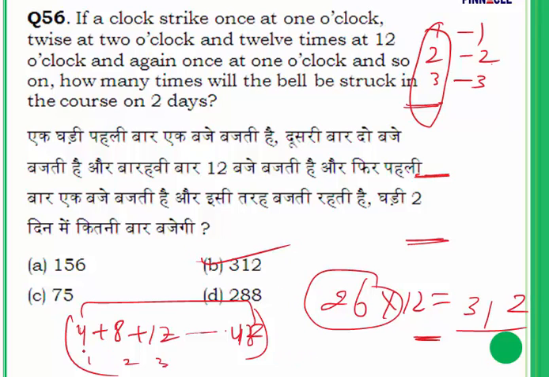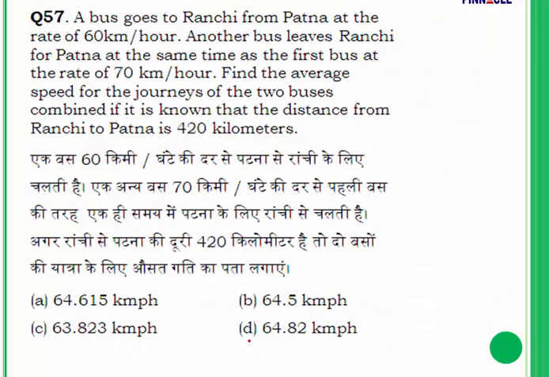What we have done is that we have just added all this. And what is the method of adding? A plus L, the starting and last point, divided by 2, it will be the mean, and multiply by the number of terms, you will get the answer.